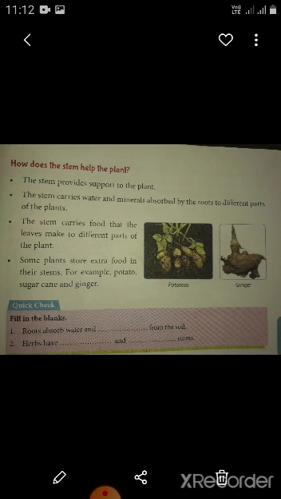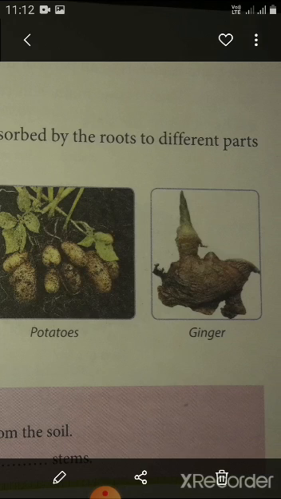Some plants store extra food in their stems. For example, potato, ginger and sugarcane.